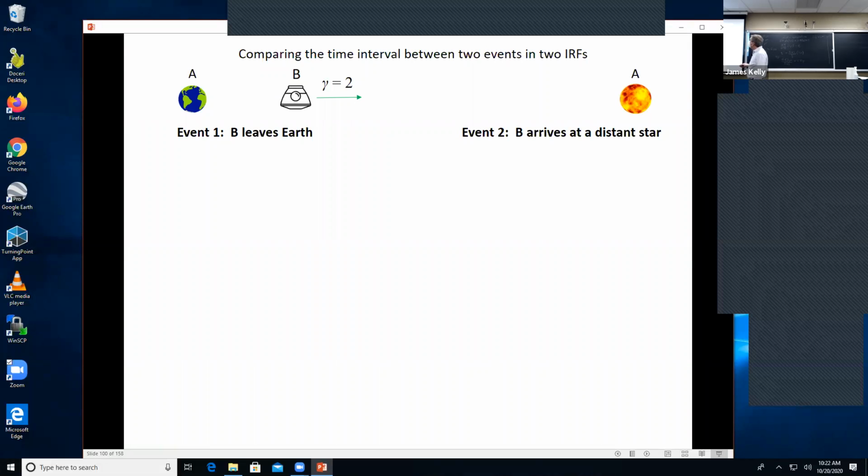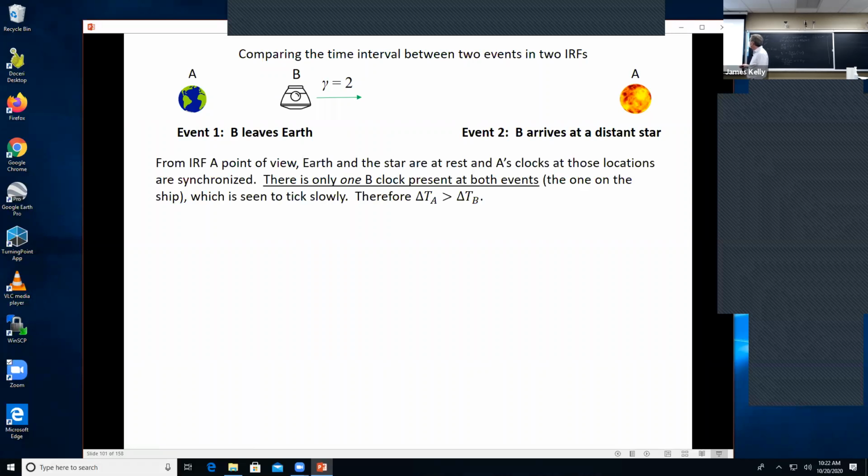Okay, so here's our two events. The ship leaves Earth and the ship arrives at the distant star. The key difference between the 2 points of view, the Earth star IRF and the B IRF, is that from the point of view of A, someone on Earth and the star are at rest, and A's clocks at those locations, of course, A is going to have whoever's clock is near this distant star. They've got a co-scientist over there, and they're going to have their clocks be synchronized with respect to each other.